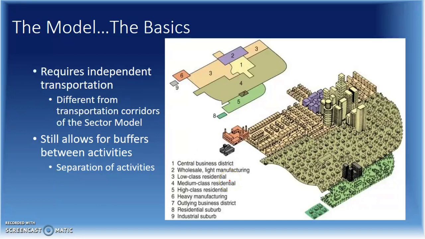The multiple nuclei model cannot exist apart from independent transportation. People have to be independently mobile in order to live away from the different types of commercial activities and where their work is, whether it's in the central business district, this outlying commercial district, the manufacturing, whatever it happens to be. So really, all the people in the medium class residential, the high class residential, and then the residential suburb require independent transportation. So we're talking about cars, we're talking about highways, not just interstate highways, but larger state highways and things like that.